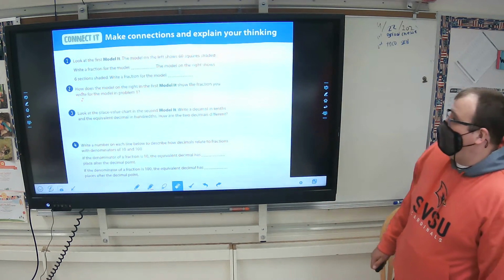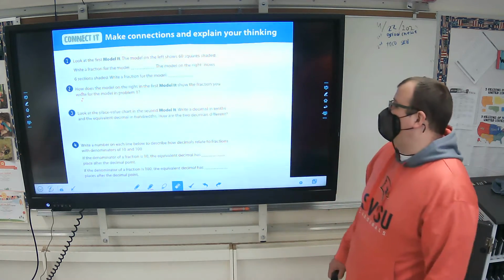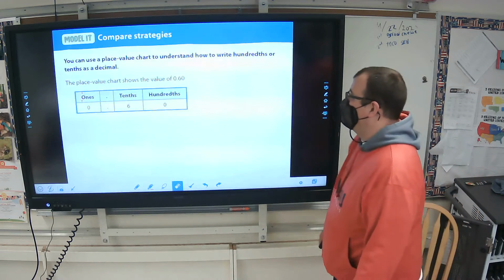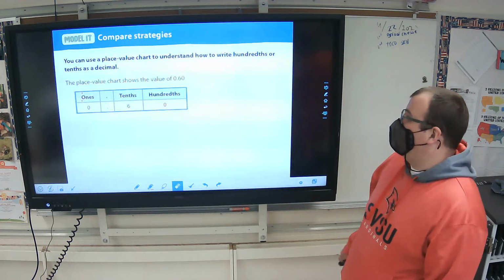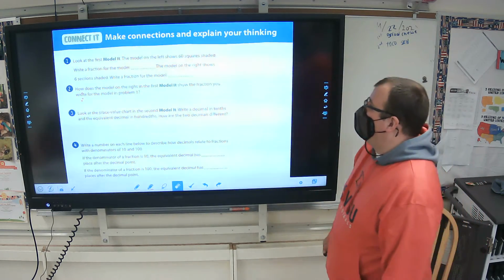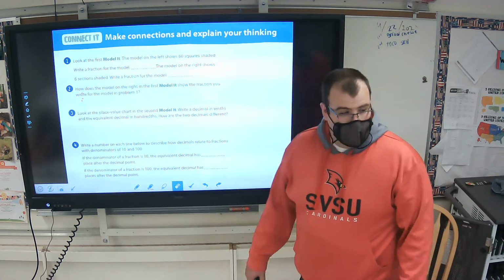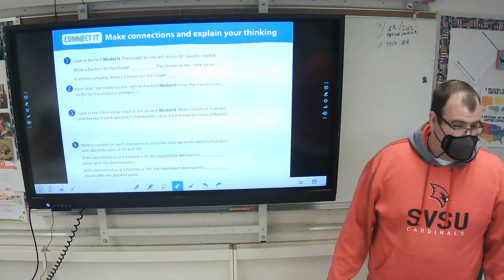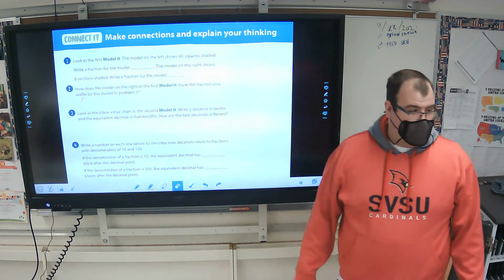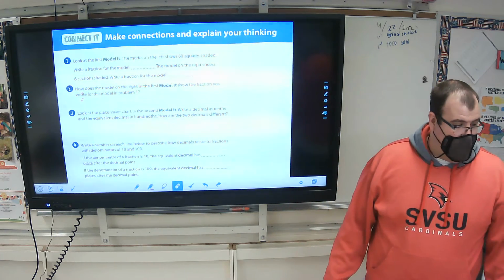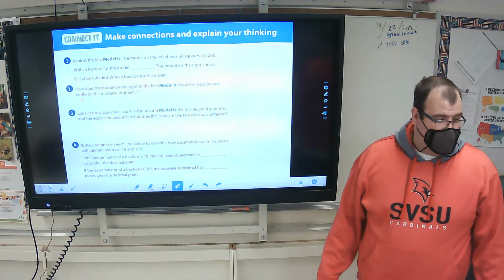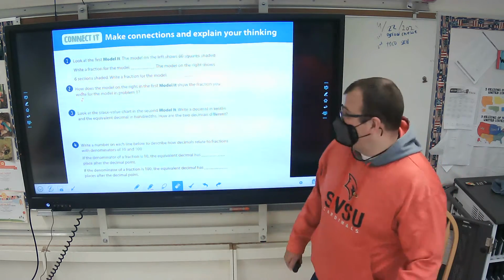Look at the first model. The model on the left shows 60 squares shaded, right? We have 60 of them shaded in. Write a fraction for this model. What would the fraction be for that model? The red model. What would the fraction be? 60 over 100, right?